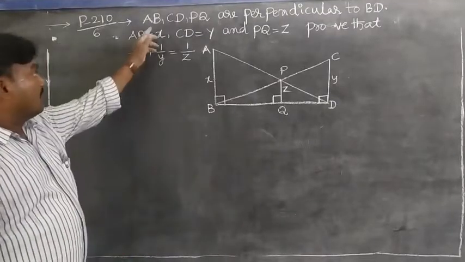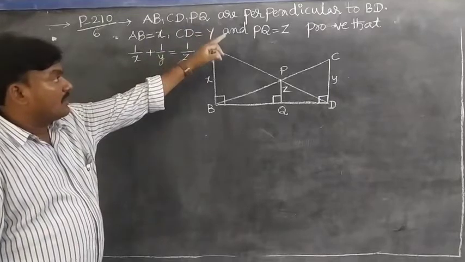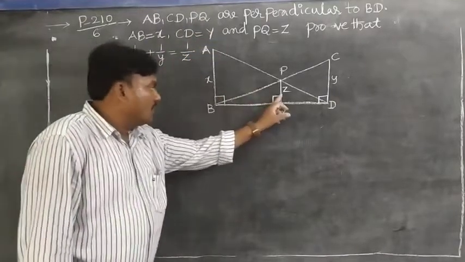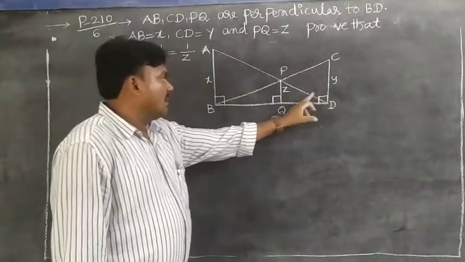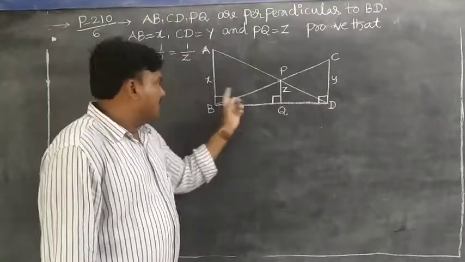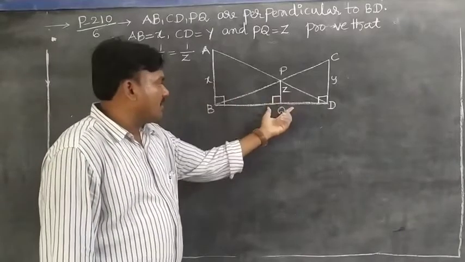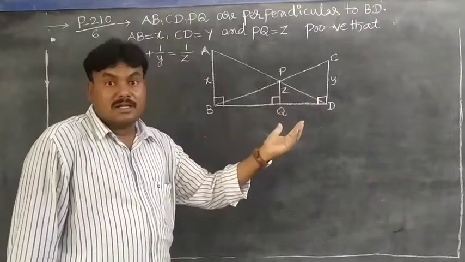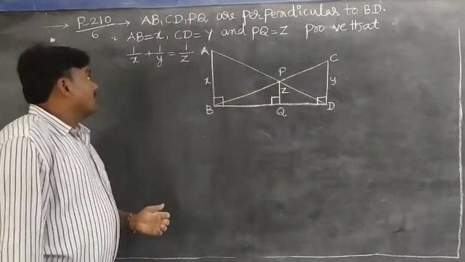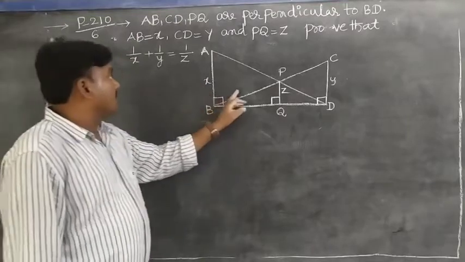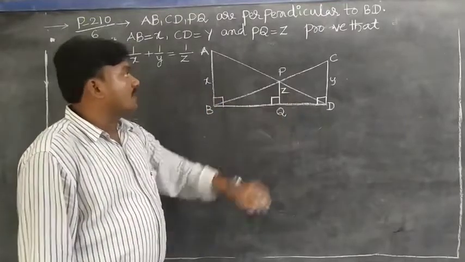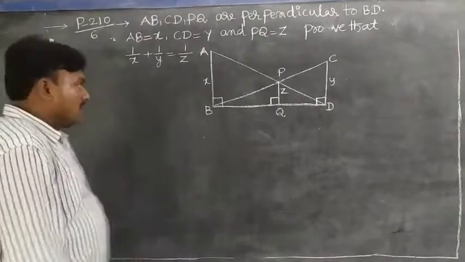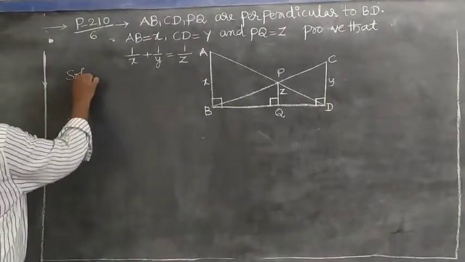Observe here, AB, CD, PQ are perpendicular to BD. These 3 sides are perpendicular to BD, which means automatically all the sides are parallel to each other. Next, AB equals X, CD equals Y and PQ equals Z. Prove that 1 by X plus 1 by Y equals 1 by Z. Yes, observe students, the solution is given.